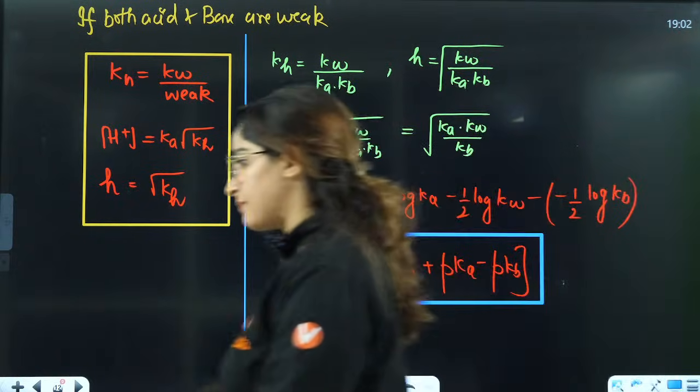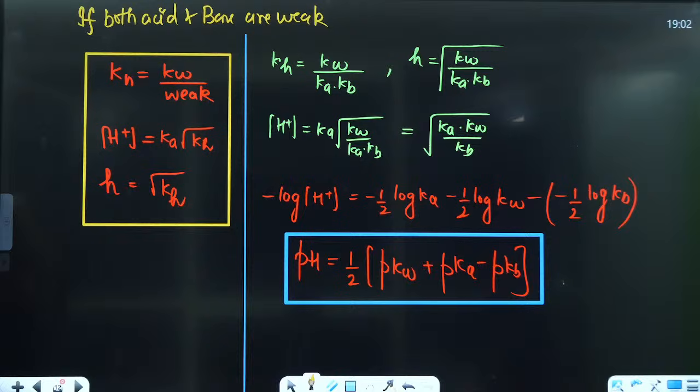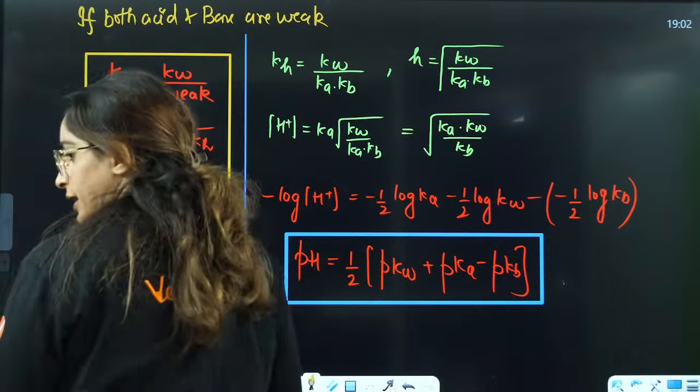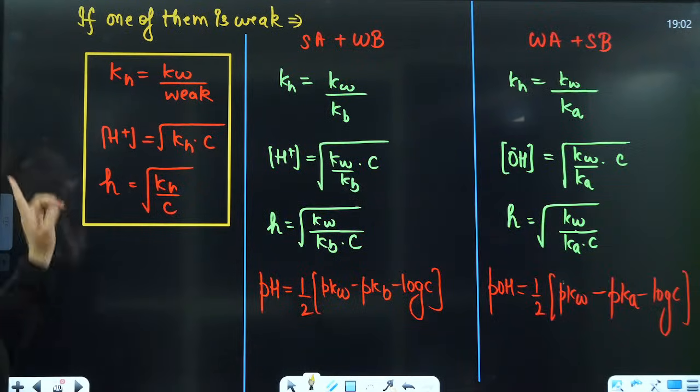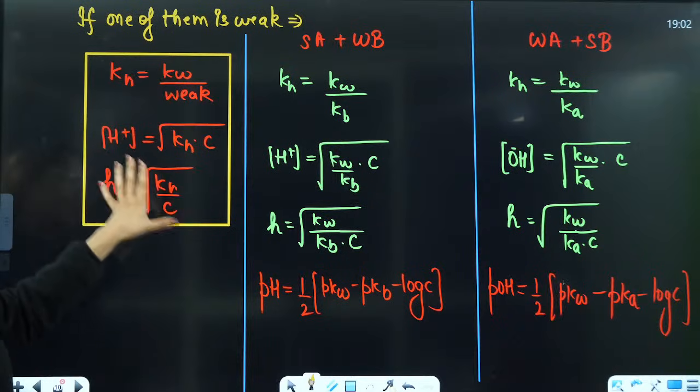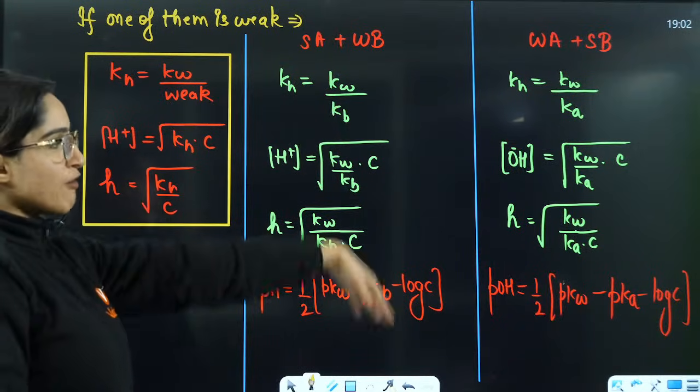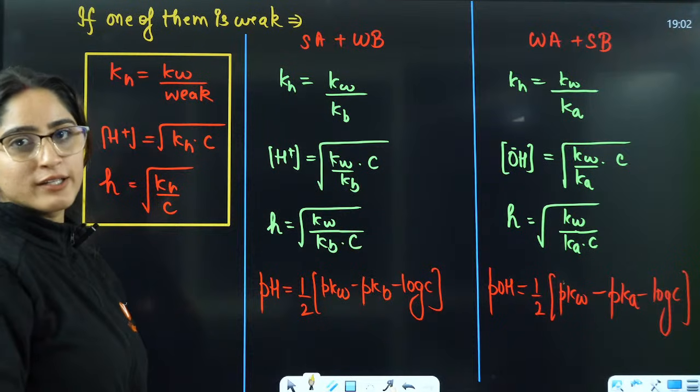Okay, tell me. Is that clear to all of you or not? What you have to remember in the end for your exam? This part, when one of them is weak, this part you have to remember. Rest of it you don't have to remember. You can easily calculate that in the exam.